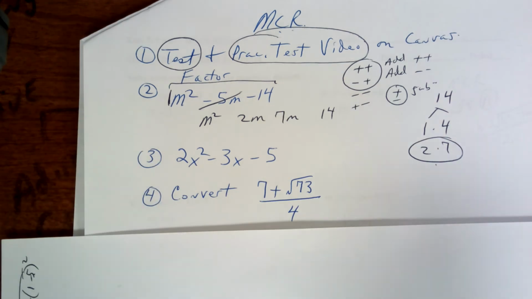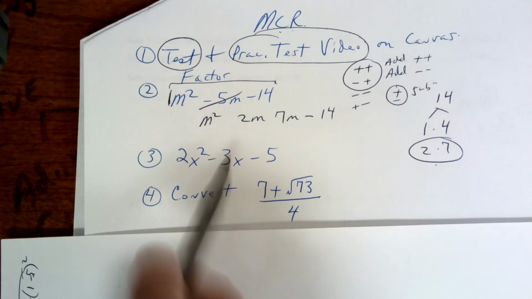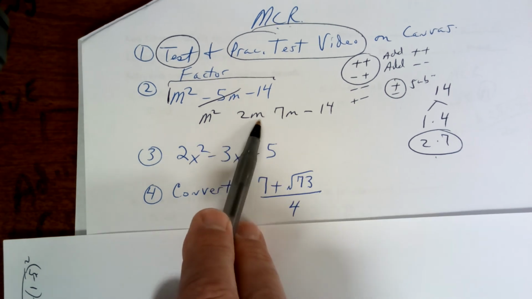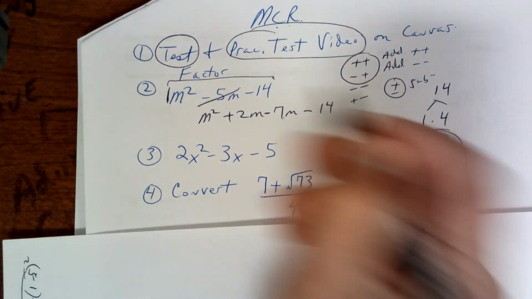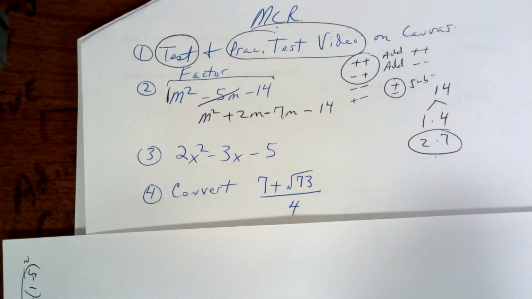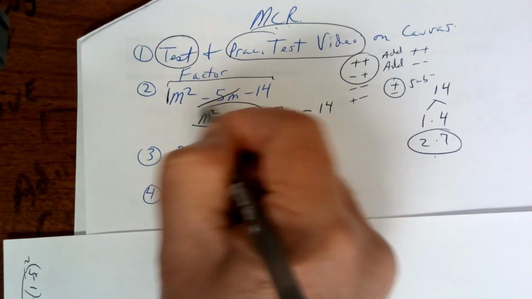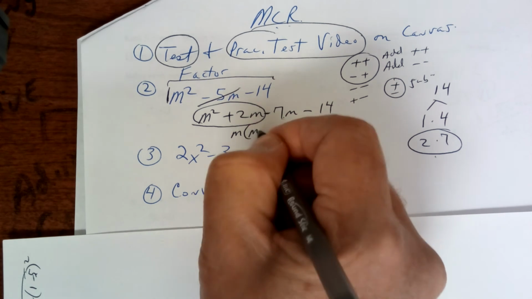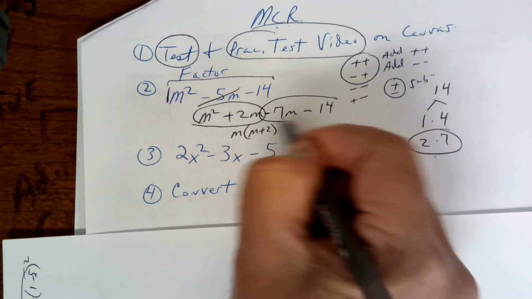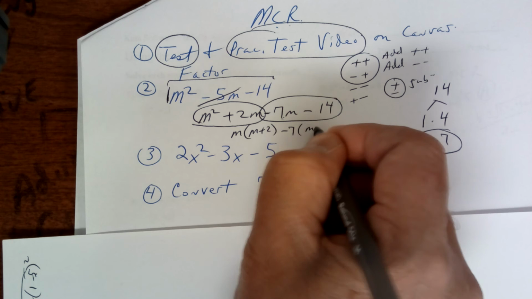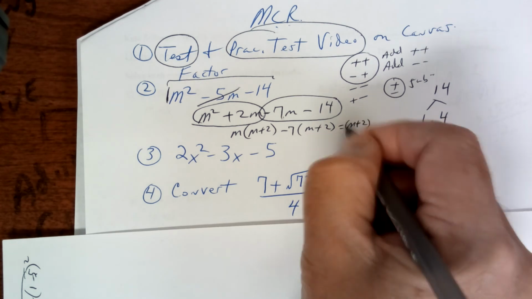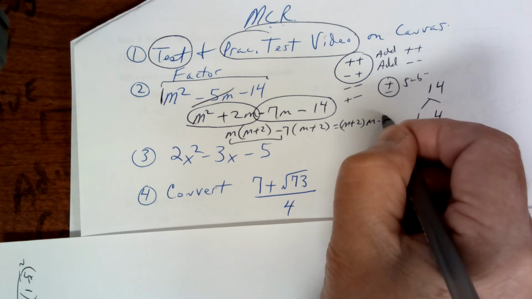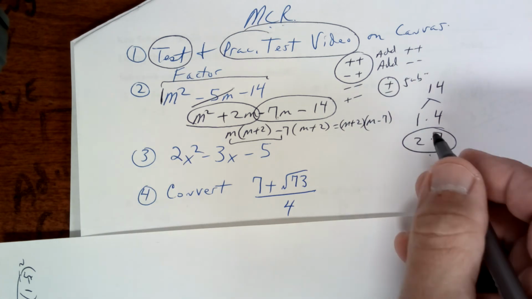Now, what you want to do is try to figure out which one's going to be a plus, which one's a minus. Well, the middle one's a minus, so you want it to be with the bigger number, and the plus goes there. Once you do that, you do group factoring here. So you take out an m, and you're left with m plus 2. Here you're going to take out a negative 7, and you're left with m plus 2. So your final answer is going to be m plus 2 and m minus 7. Okay? And then when you factor it, you can go ahead and solve it.